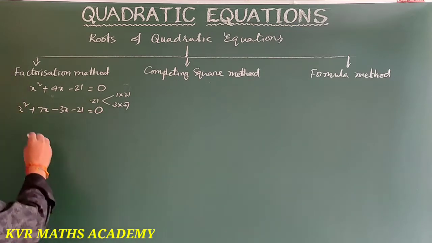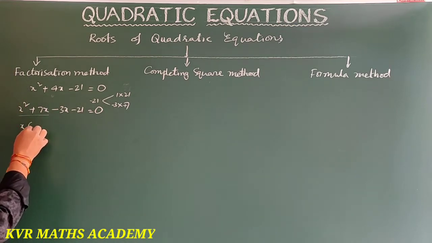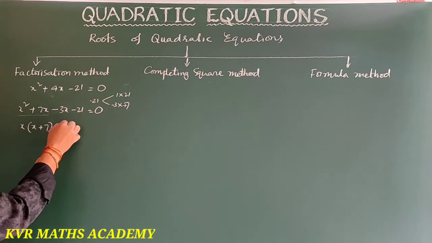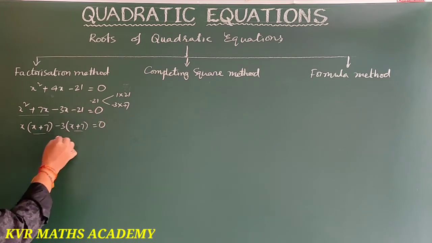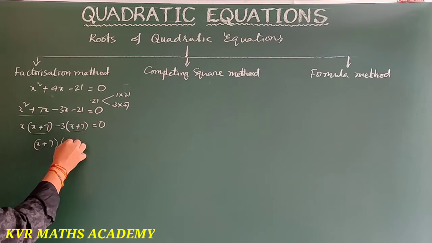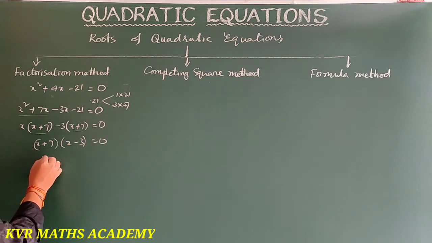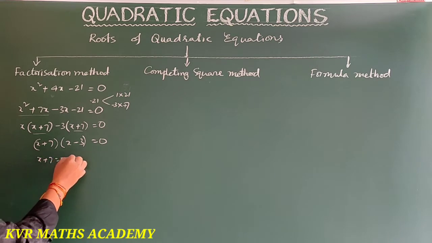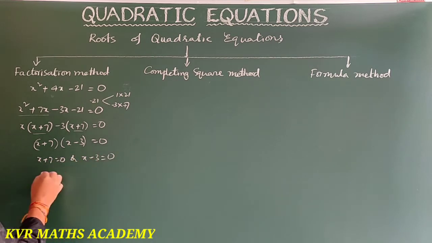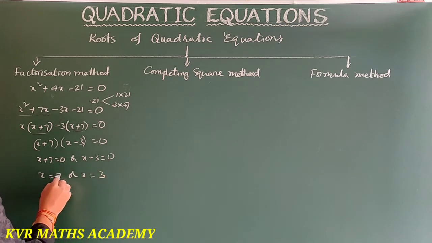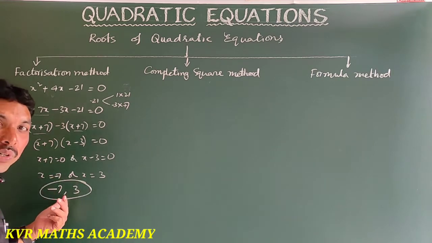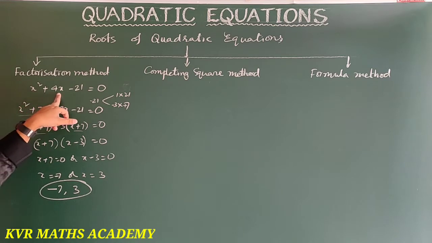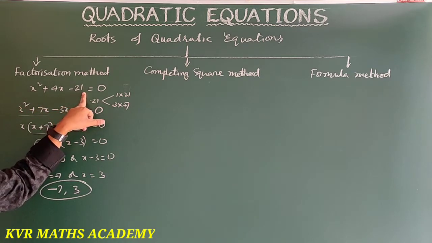Is it clear? Yes. In these both, what is the common part? x is the common one: x plus 7. Here minus 3 is a common one, again x plus 7 is equal to 0. Right. Here again x plus 7 is the common one. x plus 7 into x minus 3 is equal to 0. Here x plus 7 is equal to 0 or x minus 3 is equal to 0. x is equal to minus 7 or x is equal to plus 3. So here minus 7 and plus 3 are the roots of the given equation x square plus 4x minus 21 is equal to 0.